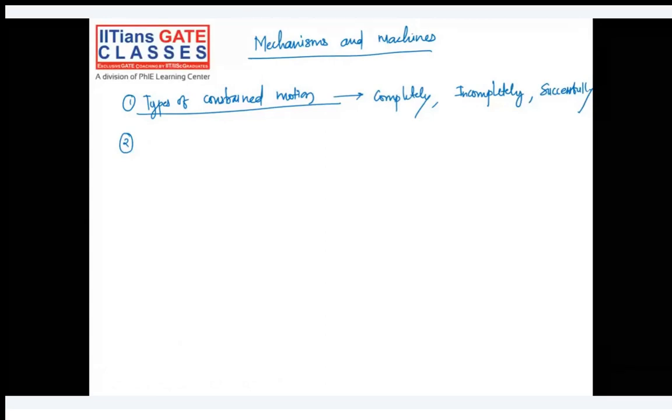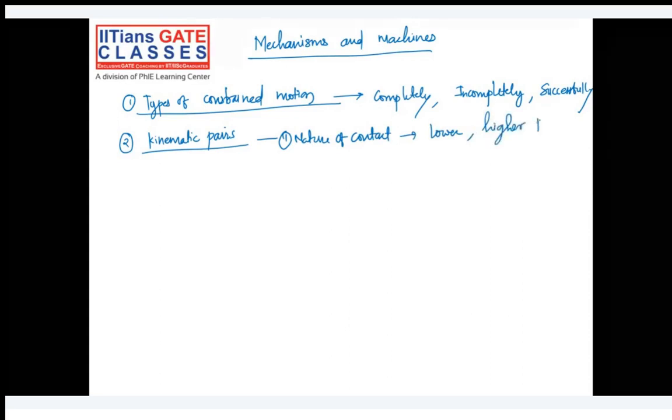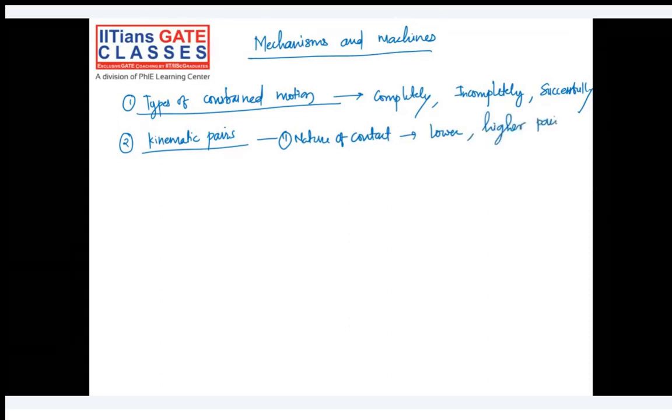Then we have studied types of joints: binary, ternary, and quaternary. If two links are joined together, we call it a binary joint. If three links are joined together, it's a ternary joint. And if four links are joined together, we call it a quaternary joint. One ternary joint is equivalent to two binary joints, and one quaternary joint is equivalent to three binary joints. You should be aware of it.